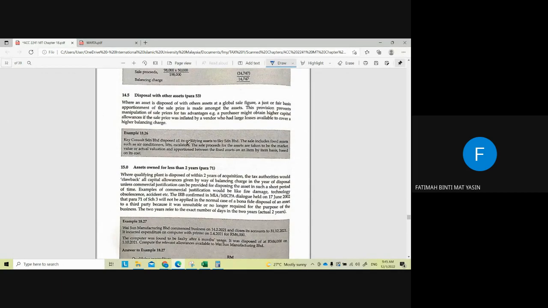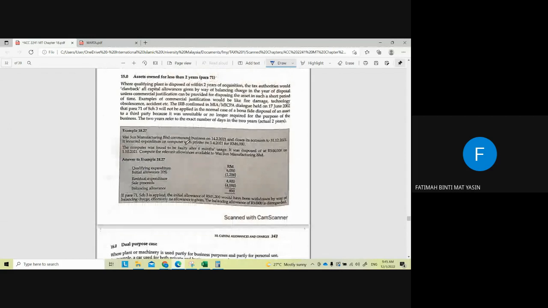You can read this one on your own. Okay, so asset owned for less than 2 years. Say the company owns the asset, but the company disposes of the asset within 2 years. In that case, all the initial allowance and also annual allowance that the company claimed is considered as their balancing charge during the year the company disposes of the asset. Okay, so this one, the term is clawback.